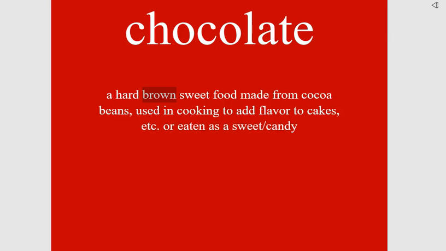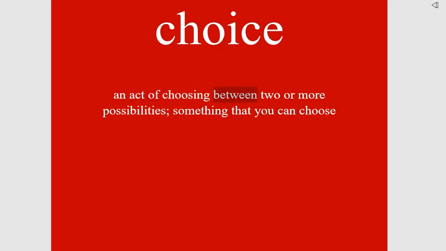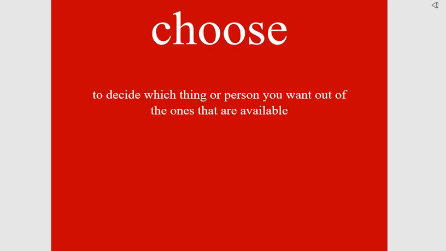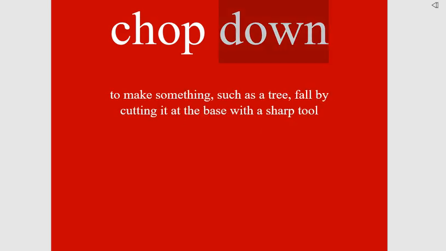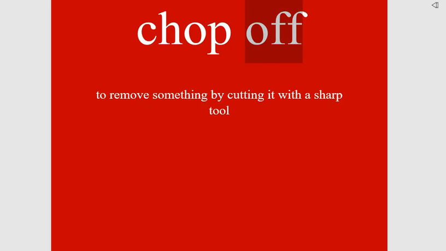Chocolate. A hard brown sweet food made from cocoa beans, used in cooking to add flavor to cakes, etc. or eaten as a sweet/candy. Choice. An act of choosing between two or more possibilities, something that you can choose. Choose. To decide which thing or person you want out of the ones that are available. Chop. To cut something into pieces with a sharp tool such as a knife. Chop down. To make something, such as a tree, fall by cutting it at the base with a sharp tool. Chop off. To remove something by cutting it with a sharp tool.